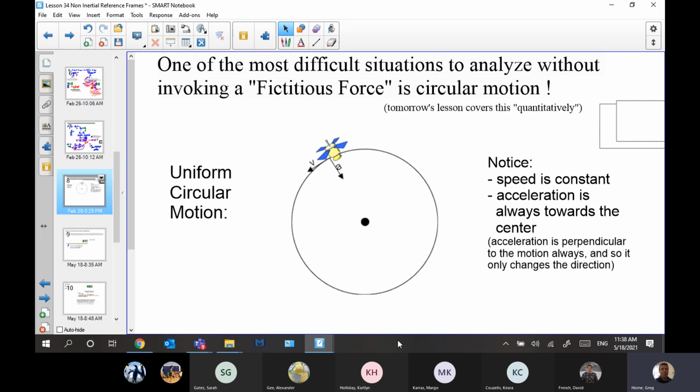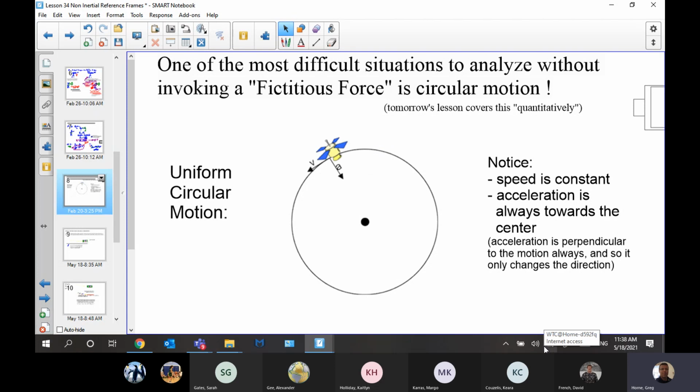And so it only changes the direction. It's not changing the speed. It's just changing the direction. It's making it travel in a circle. So that's how we make uniform circular motion happen. It's by having a force perpendicular to the velocity.